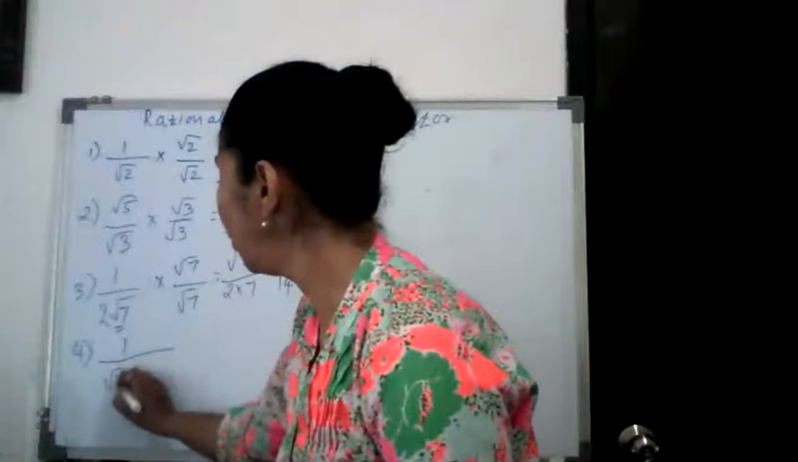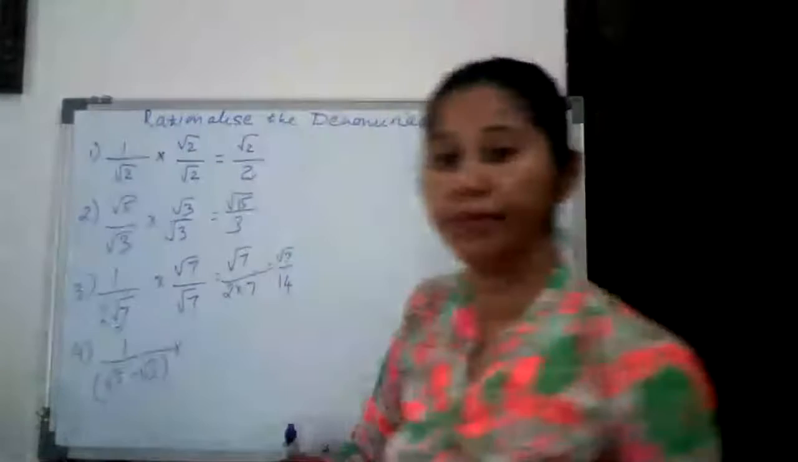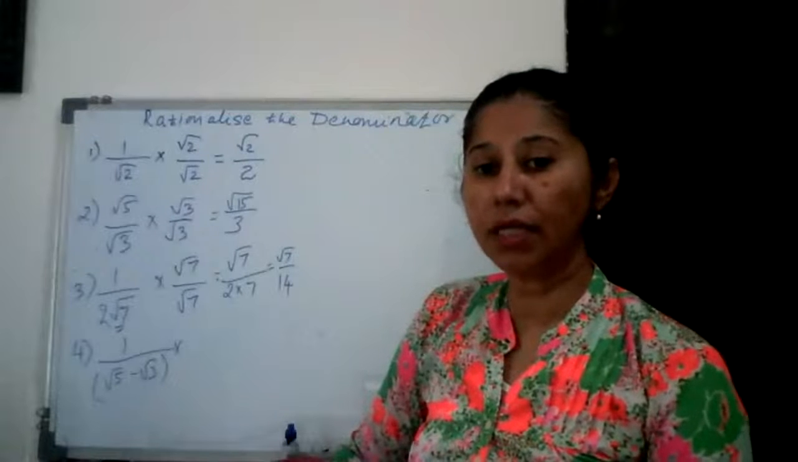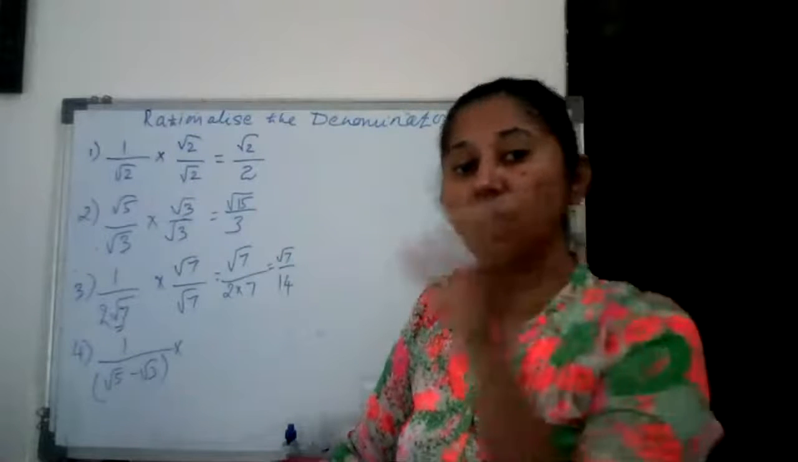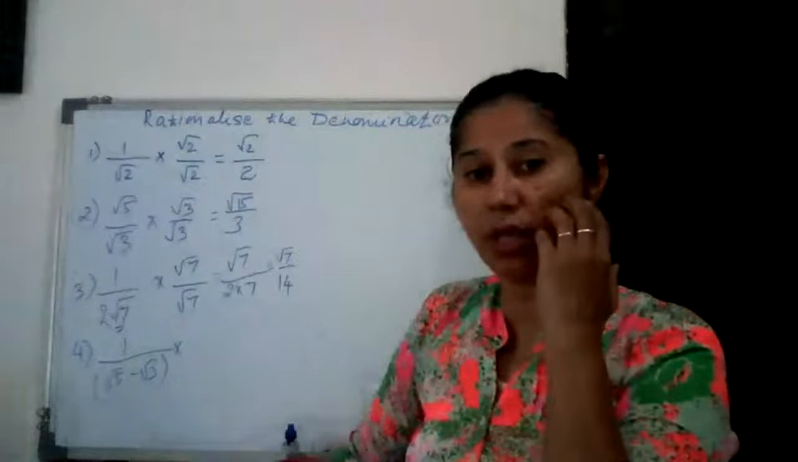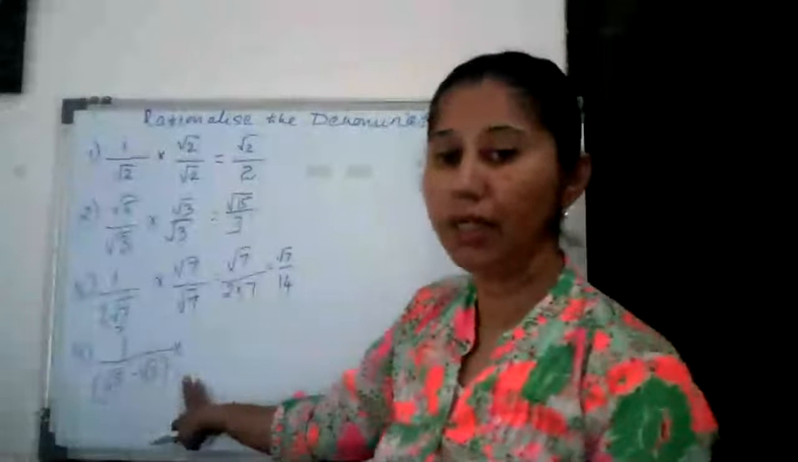It is 1 upon root 5 minus root 3. अब हम किससे मल्टीप्लाई करेंगे यहाँ पे? सो इसका रैशनलाइजिंग फैक्टर क्या था? व्हेन समथिंग विद a प्लस b, तो उसका कॉन्जुगेट होगा a माइनस b, और यदि a माइनस b है तो उसका कॉन्जुगेट क्या होगा? a प्लस b. तो हमें इसका कॉन्जुगेट यहाँ पे क्या लिखना है? एनीवन?